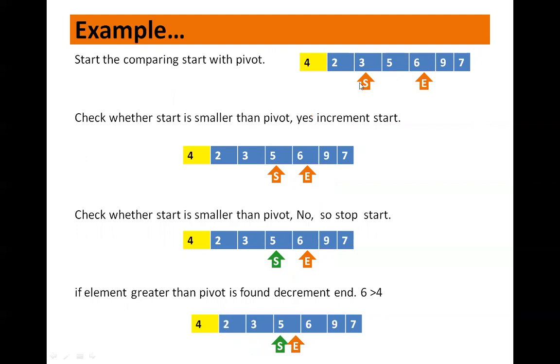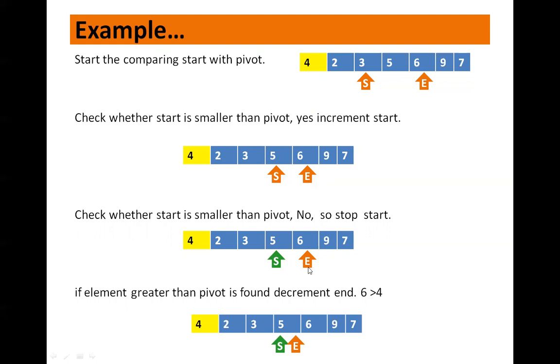Now again, start comparing with the pivot. The start pointer is at 3. Compare it with the pivot. 3 is less than the pivot, so increment your start pointer. It was pointing at 3, now it is pointing at 5. Again, compare it with the pivot. The start pointer value, 5, is greater than the pivot, so you freeze the start pointer. It will not go further. You move the start pointer only when it is less than or equal to the pivot. Right now it is greater than the pivot, so you don't increment it and you freeze it.